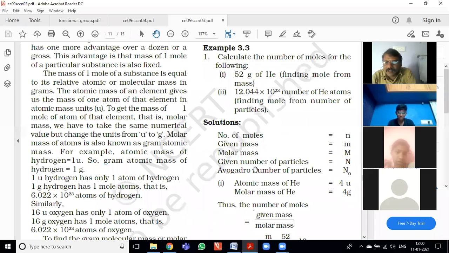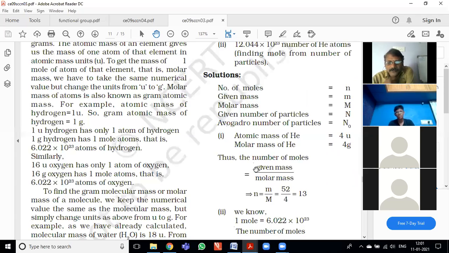So here, number of moles is equal to n. Given mass is taken as small m. Molar mass is taken as capital M. Given number of particles we don't know, taken as N. And the Avogadro number N naught is 6.023 into 10 to the power 23 molecules. The atomic mass of helium is 4 units. The molar mass of helium is also 4 grams.